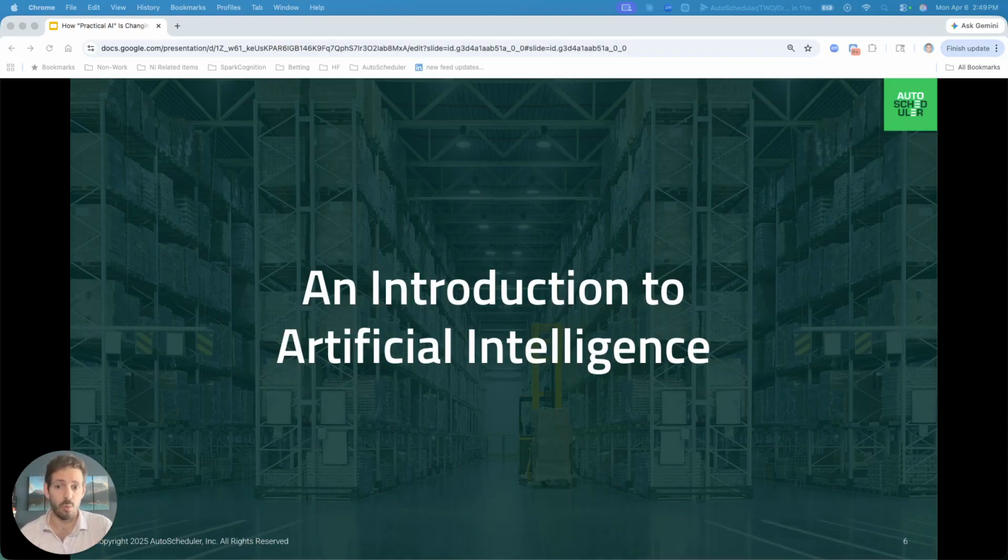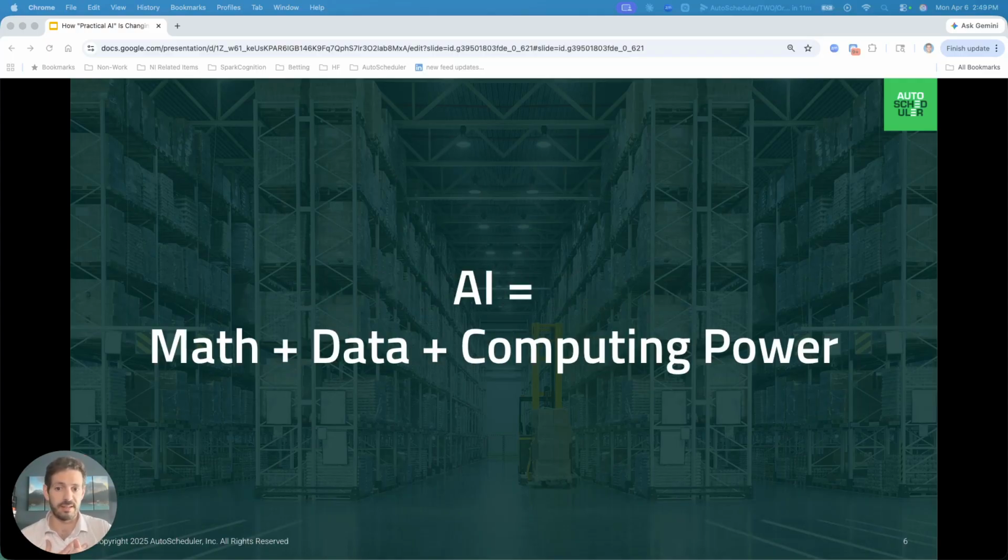Let's start on what is artificial intelligence. I'm going to give you the Keith Moore definition. This isn't really something that you're going to get in Encyclopedia Britannica, but my definition and the simplest way to think about it is AI is math plus data plus computing power.